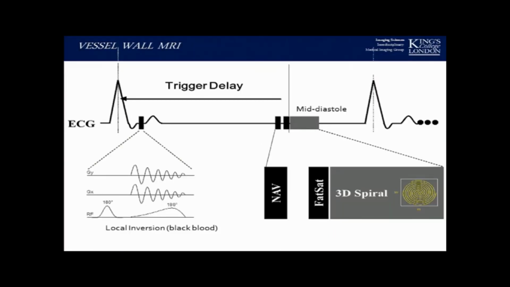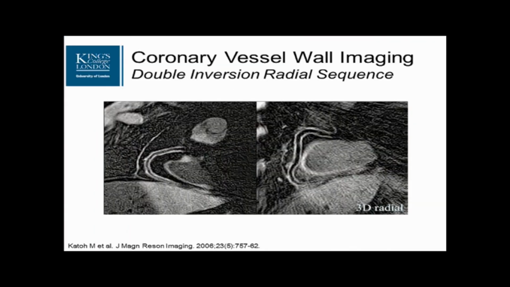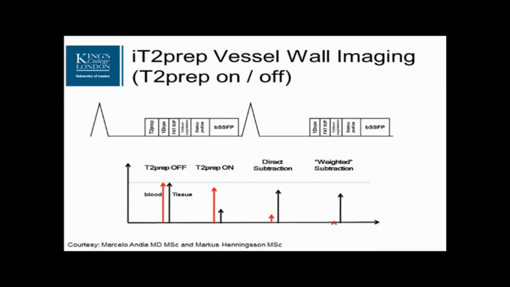So one sequence that can be used for imaging the coronary vessel walls is a double inversion sequence that is slightly modified, where the reinversion pulse is a pencil beam, and that allows you to reinvert the signal just around the coronary artery of interest, in this case the right coronary artery. It allows you to depict this with quite good delineation, in this case the vessel walls of the right coronary artery, and it's acquired with the radial technique in this case to minimize the motion artifacts.